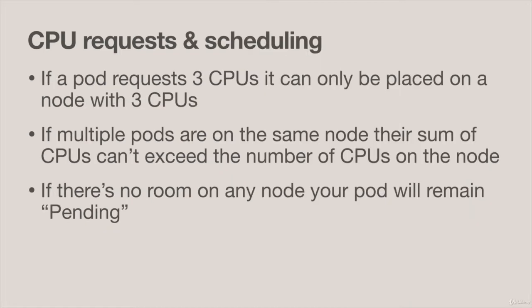Like we saw in the previous video, CPU requests' primary purpose is for scheduling. Requests make sure that we don't oversubscribe a node. So even if a node has got very limited CPU usage, if it has containers running on it whose requests add up to the total resources of the node, then no more pods will be deployed there. If there's no room on any of the nodes and you've specified a request, then your pod will remain pending and it won't be started.